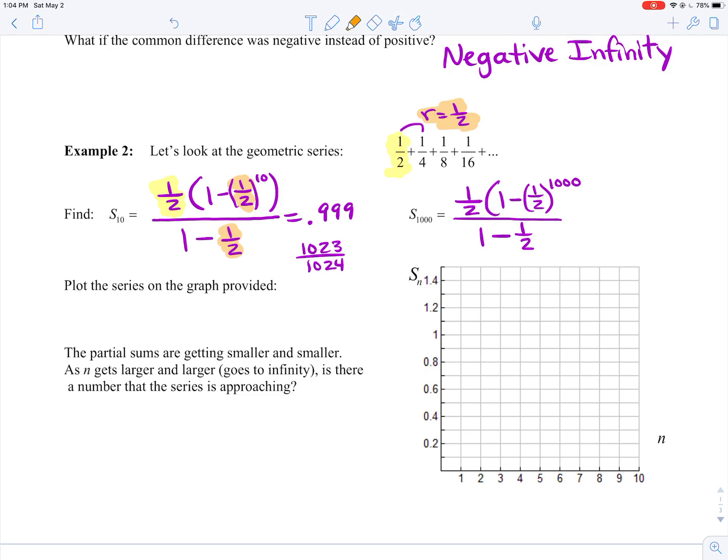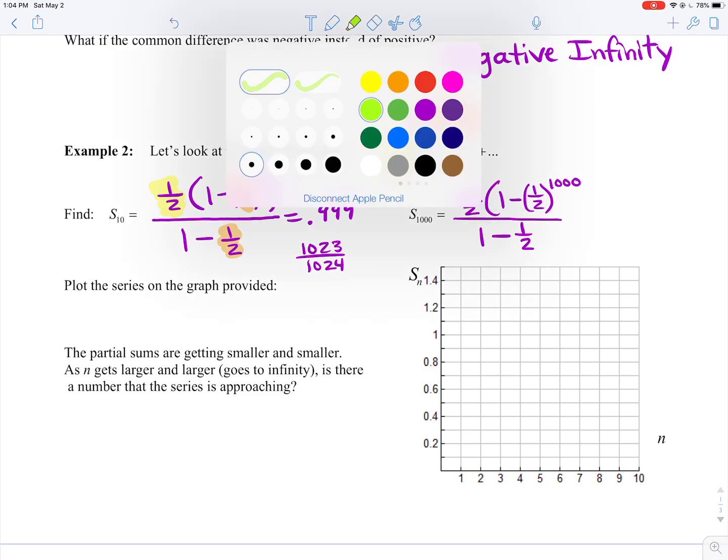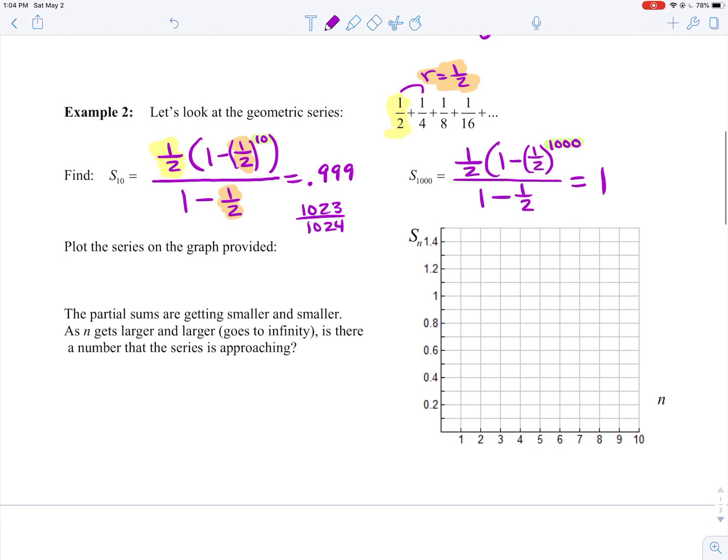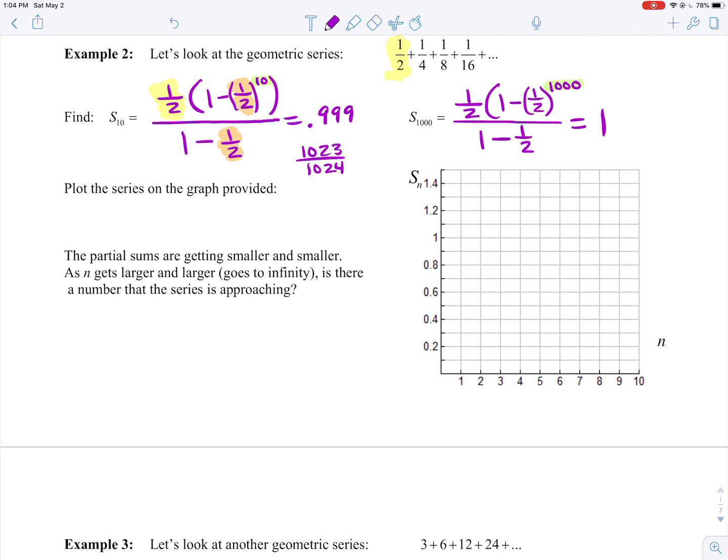So the only thing that changed in this problem was our n. The only thing that's changing in our formula for these problems. And so we end up with this equals 1. And so if we plot this series on the graph provided, the sum of one term would be 1/2, 0.5.